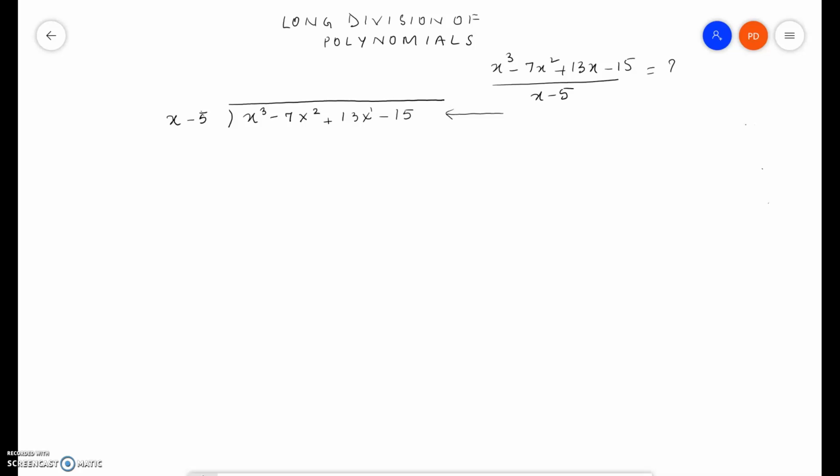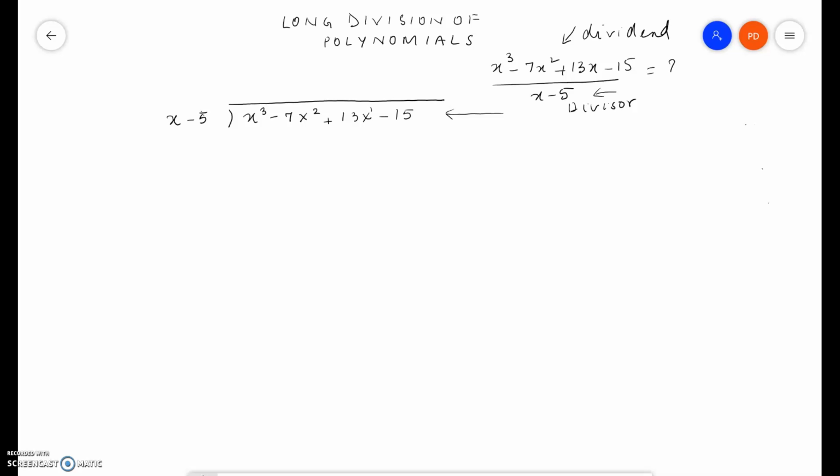So we want to divide the polynomial x cubed minus 7x squared plus 13x minus 15 by x minus 5. So this x minus 5 is called the divisor, and the numerator is called the dividend.